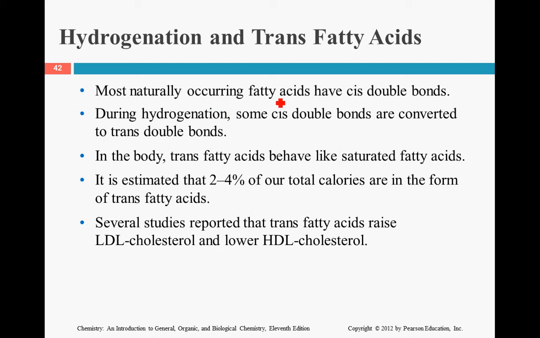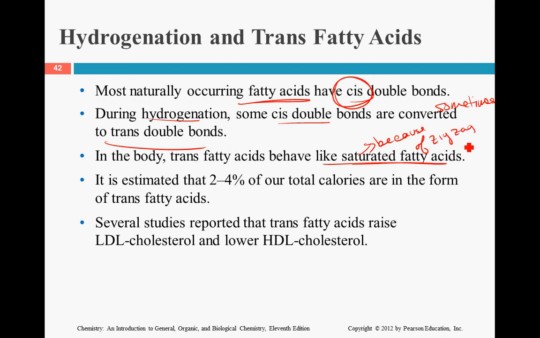So, most naturally occurring fatty acids are cis double bonds. During hydrogenation, the cis double bond sometimes, not all the time, becomes trans double bonds. In a body, it acts like saturated fatty acids because of the shape, because they look exactly like a saturated hydrocarbon.